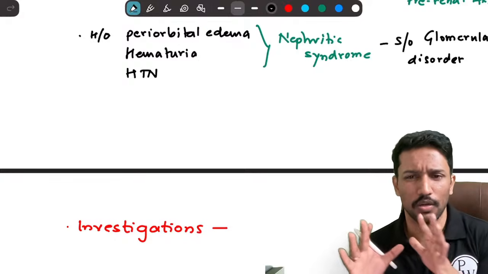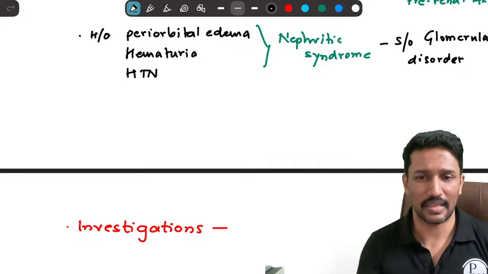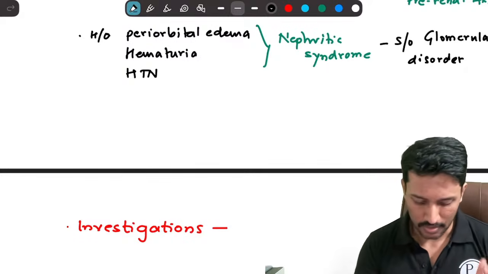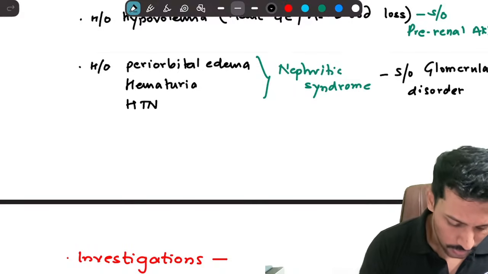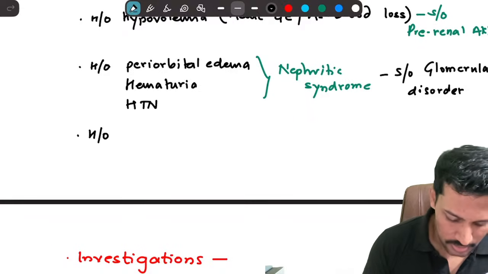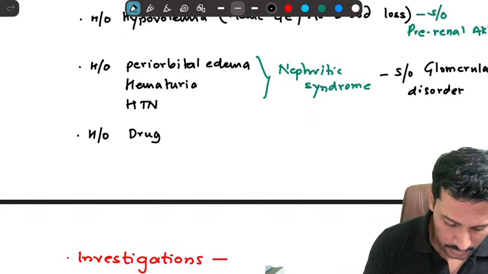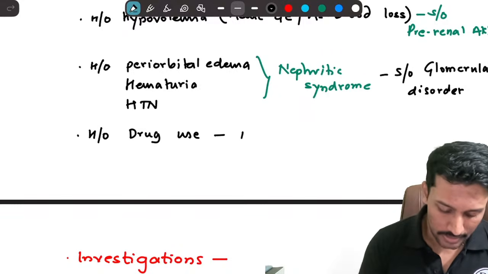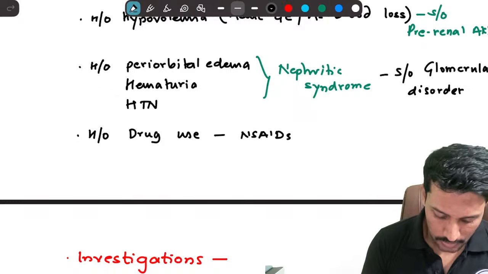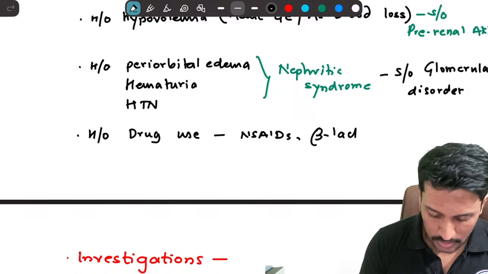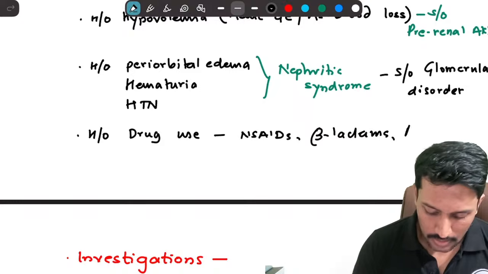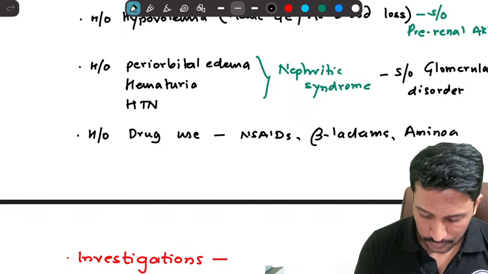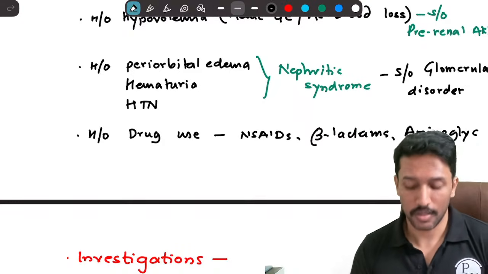Nephrotic syndrome is usually a chronic condition. It does not present as AKI. It presents mostly as a chronic condition. Okay, then you should also be concerned with history of drug use, particularly drugs known to cause renal injury like NSAIDs, beta-lactams which cause interstitial nephritis, then aminoglycosides which cause tubular injury.